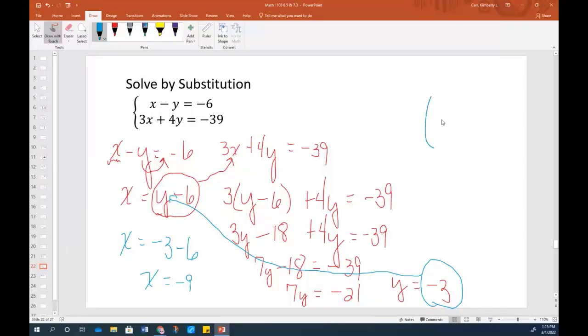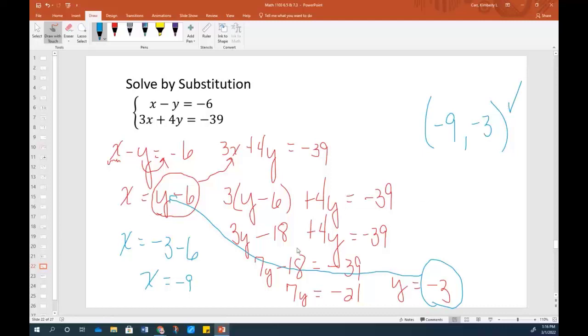So I'm going to write my answer, x, y, negative 9, negative 3. Now I'm going to check that. Now I'm going to do it orally. You could use a calculator and just punch it in and make sure it works. Negative 9 minus a negative 3 becomes negative 9 plus 3, which is negative 6. It checks there. Plugging it in. 3 times negative 9 is negative 27. Negative 27 plus negative 12 is negative 39. So it does check.